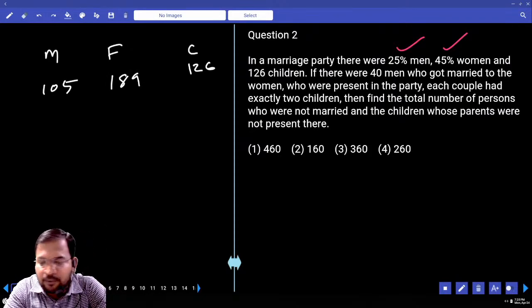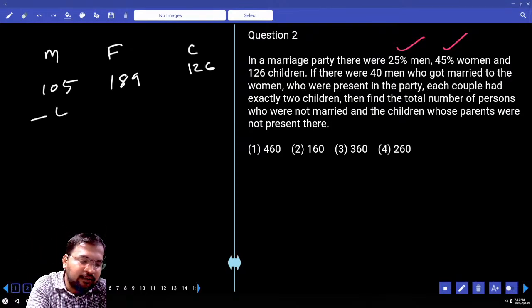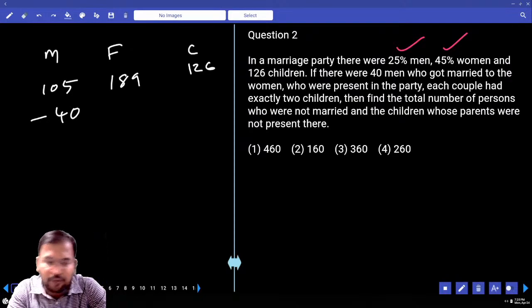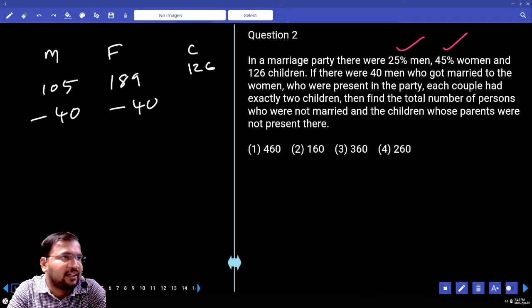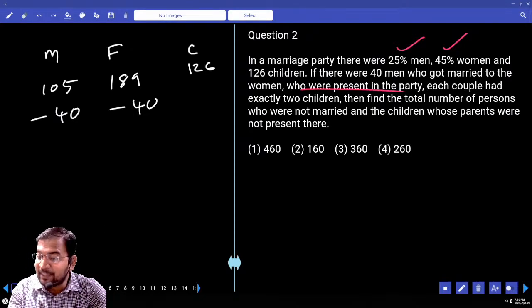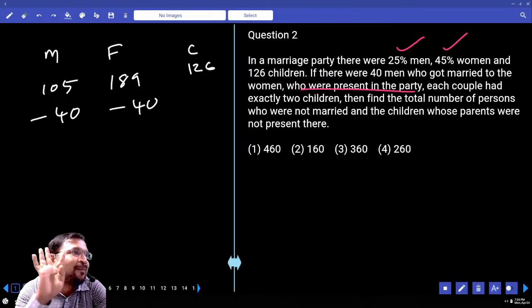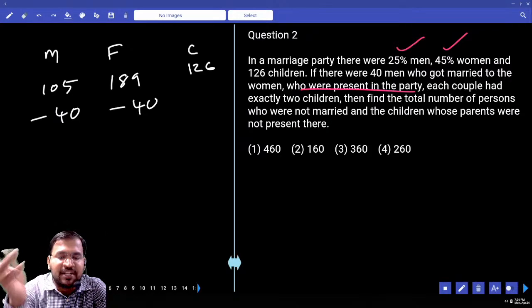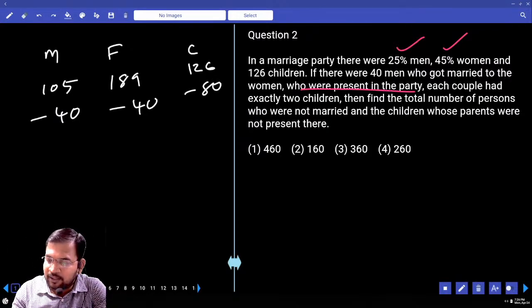Clear? Now, if there were 40 men who got married, 40 men who got married, next to the 40 men, 40 women. It's not possible to marry one man, 2 women. Next, who are present in the party itself. Each couple had exactly 2 children. How many couples are there here? Then how many children? 80 children. Now they're asking, find the total number of persons who are not married.